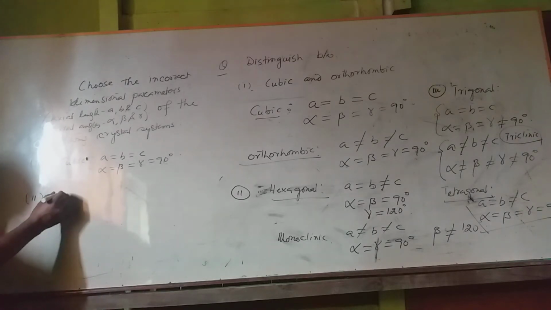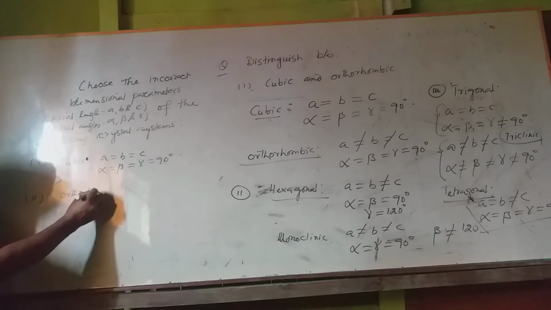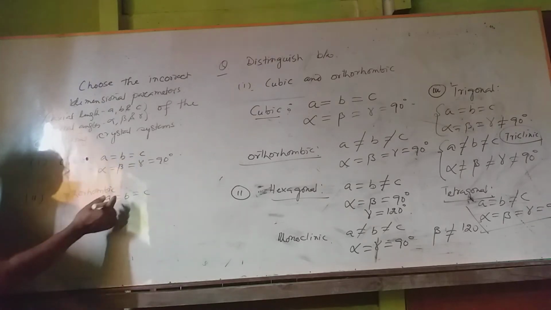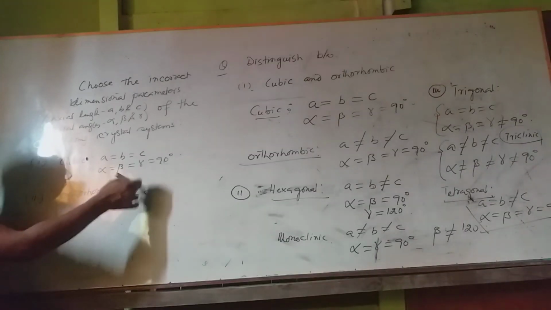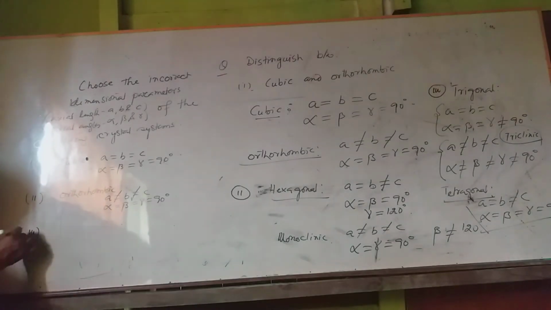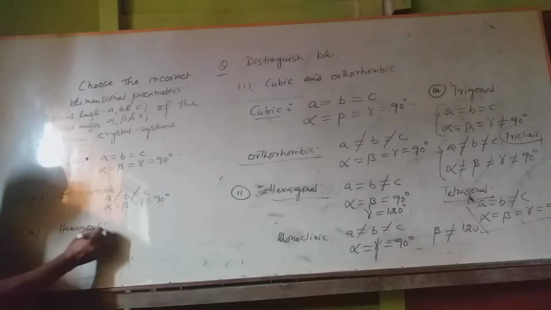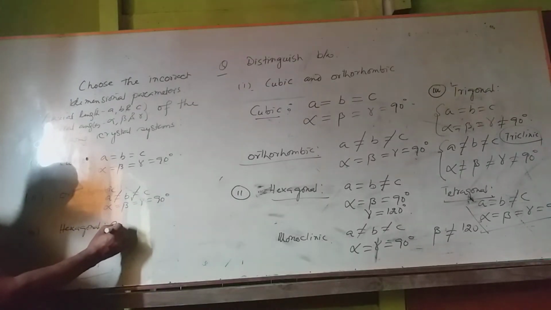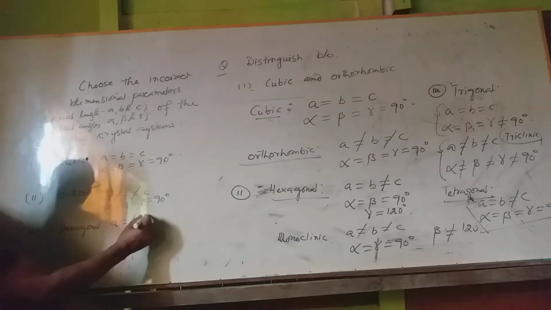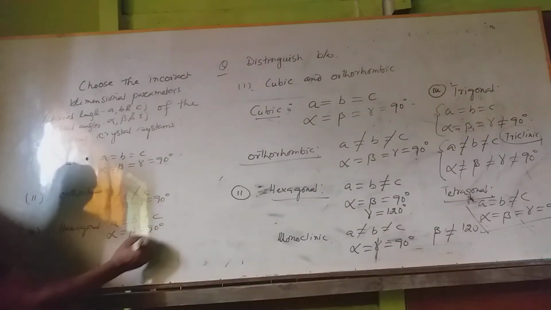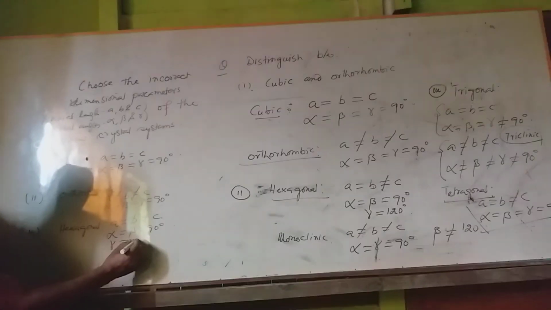Number two, let me choose orthorhombic. I write A not equal to B not equal to C, so all these three sides are different, and alpha, beta and gamma are equal to 90 degrees. Then number 3, let me choose the hexagonal. Here the correct dimensional parameter is A is equal to B not equal to C. Then alpha, beta are equal to 90 degrees, but gamma is equal to 120 degrees.